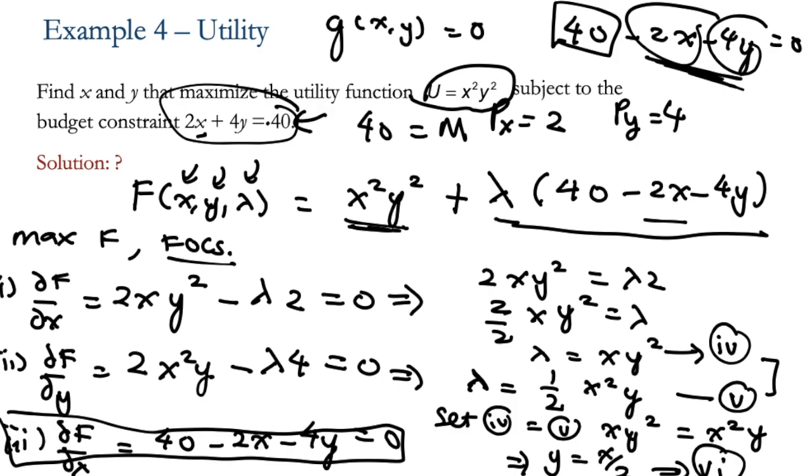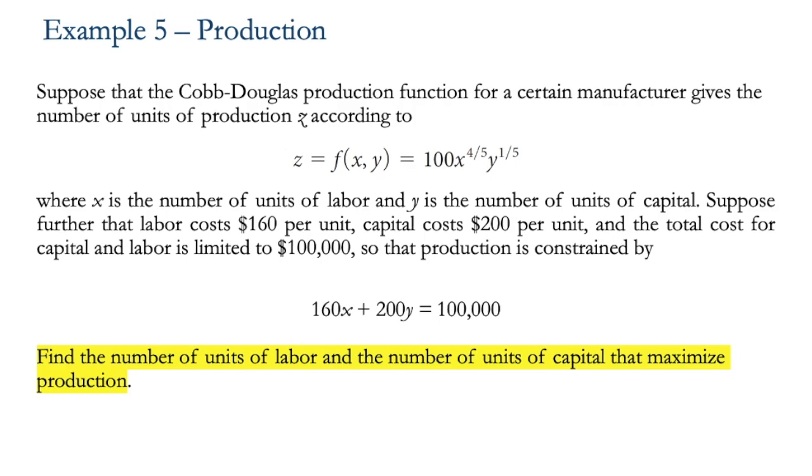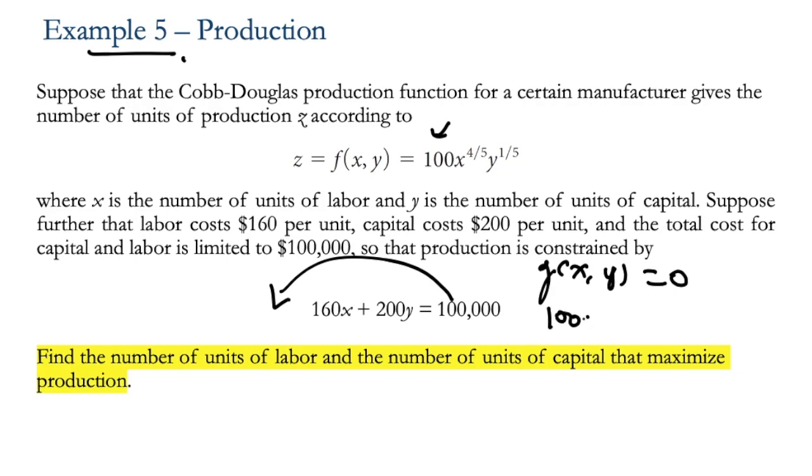Okay? Alright. Now, why don't you try example number 5 here at home? Alright? So this is the objective function. This is the constraint. Remember to write the constraint that looks like this, because we want to have g(x, y) equal to 0. So we bring it here. So it becomes 100,000 minus 160x minus 200y equal to 0, isn't it?